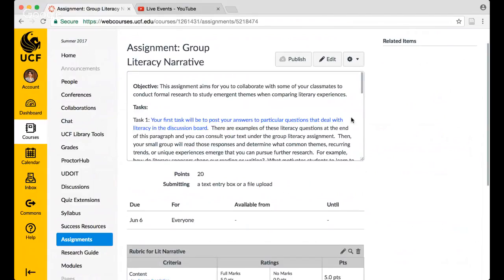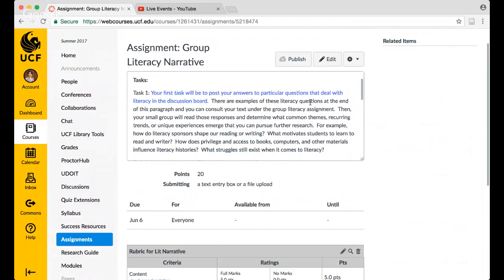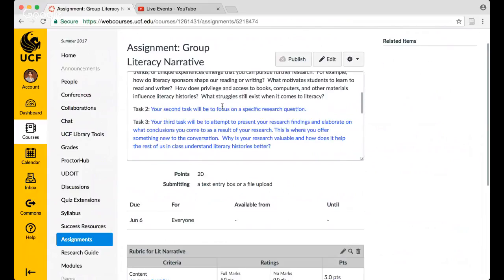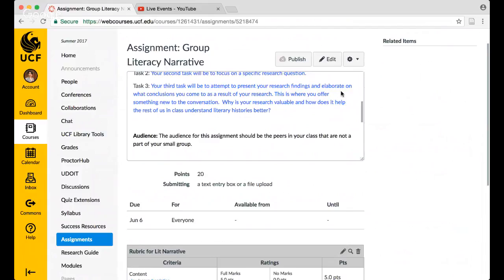You can see here I'm asking you to collaborate with some of your classmates to think about and compare your literacy experiences. Here I have this in order by tasks. First you'll complete that discussion board and talk about that, which again is posted in your checklist for the week. Then you will think about a specific research question that comes about as you're discussing this with your peers. And then lastly, you'll present your research findings and elaborate on what conclusions you come to as a result of your research.